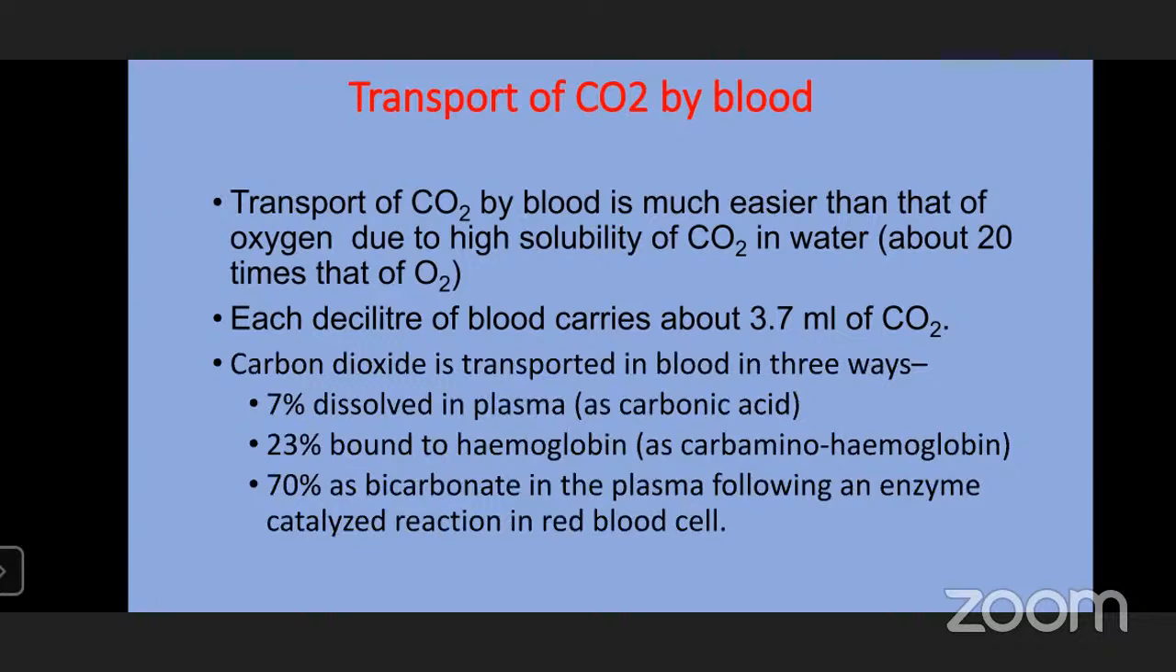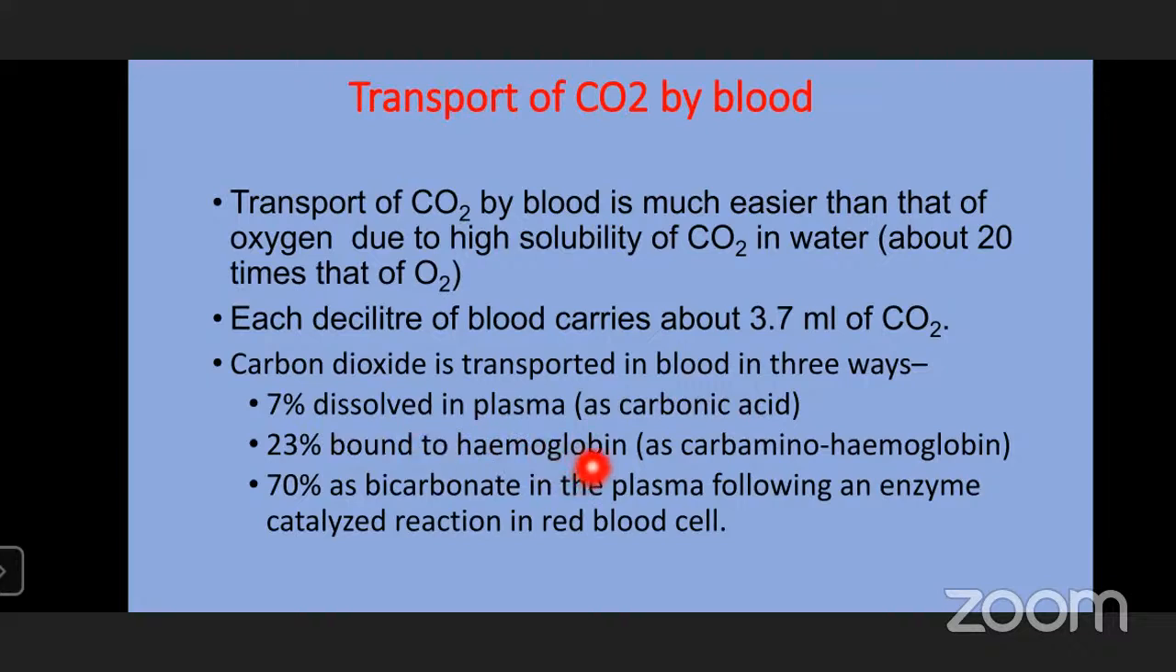The carbon dioxide is transported in blood in 3 ways. One is 7% dissolved in the plasma. So 7% of the carbon dioxide is transported in the form of dissolved carbon dioxide, that is, it gets dissolved in the blood plasma and as carbonic acid. Next, 23% bound to the hemoglobin.